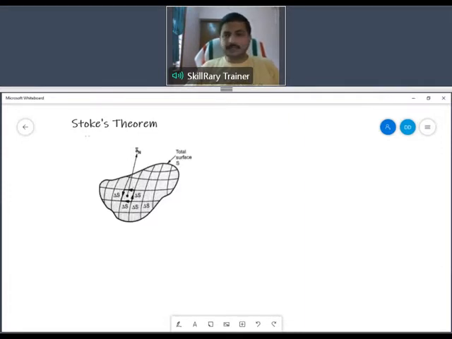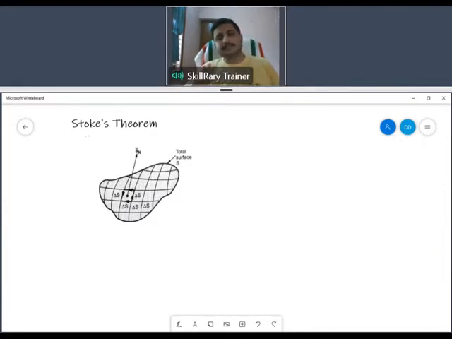The statement of Stokes theorem is: the line integral of any vector around a closed path is equal to the integral of the curl of that vector over an open surface enclosed by the path. Repeat: the line integral of any vector around a closed path is the same as the integral of the curl of that vector over an open surface enclosed by the closed path.